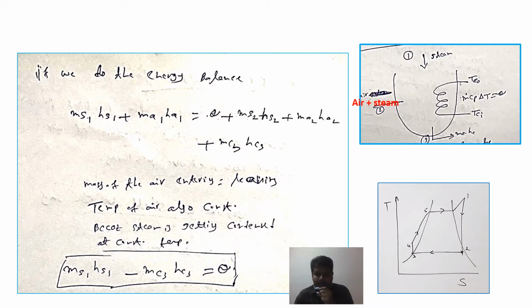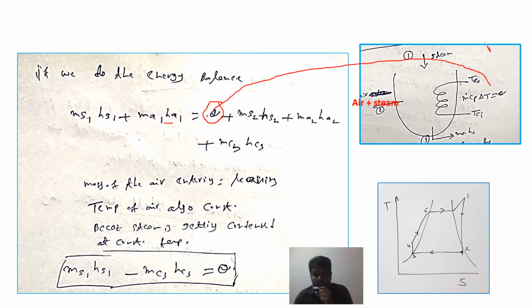Actually, along with the steam, air is also entering, because some amount of air is already dissolved in the steam. So we can write this as mass of steam at state 1 into enthalpy of steam at state 1 plus mass of air at state 1 into enthalpy of air at state 1. That is entering. But the leaving heat equals Q, the heat going away with the water.